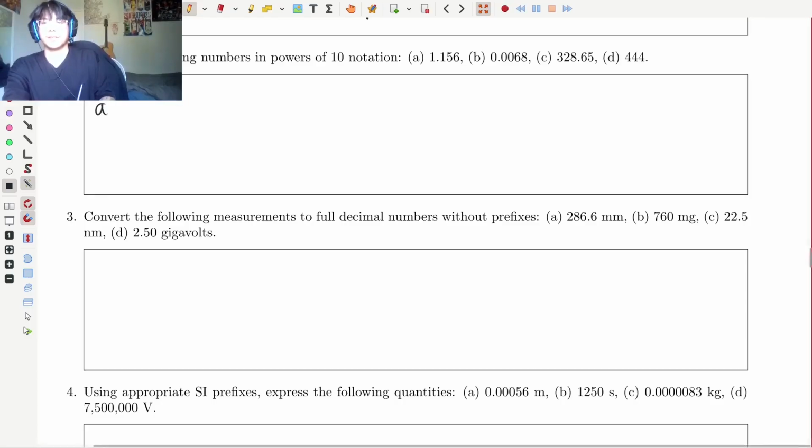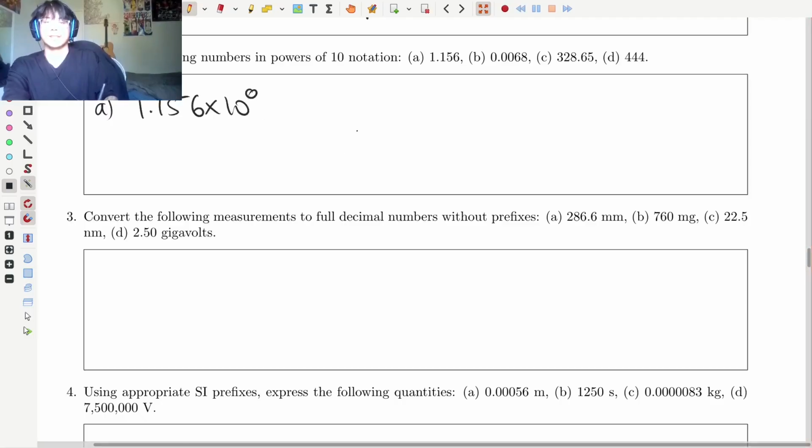So the first one, a is 1.156 times 10 to the 0. The reason why we do 10 to the 0 is because anything, say, x to the 0th power is going to be equal to 1 for every value x. So to keep this consistent with the significant figures, let's write this in 2 significant figures. So this will become 1 times 10 to the 0.